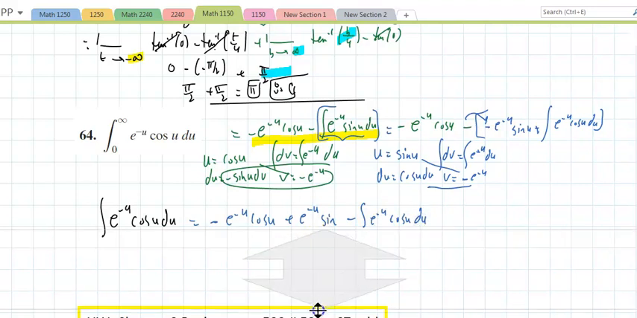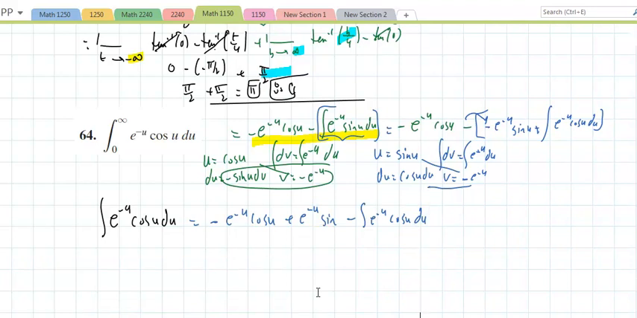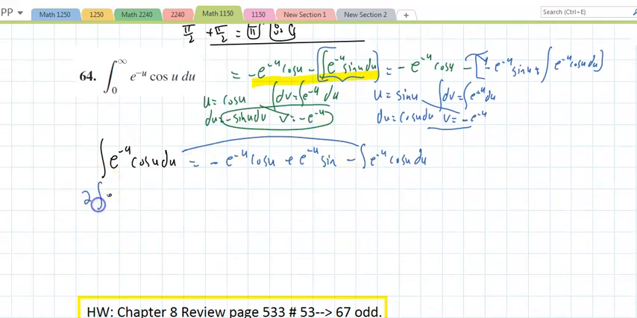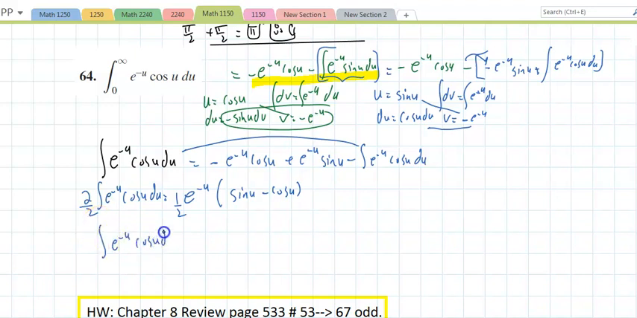We knew you were going to get it back when you do integration by parts twice. You could use the shortcut like I showed you in class. Move this to the left and that becomes twice the integral of e to the negative u cosine of u du equaling e to the negative u times the sine of u minus the cosine of u. And if you really want to divide by 2, make that 1/2, and there it is. So all of this work is to integrate. We didn't take the limit yet. 1/2 e to the negative u times sine of u minus the cosine of u.